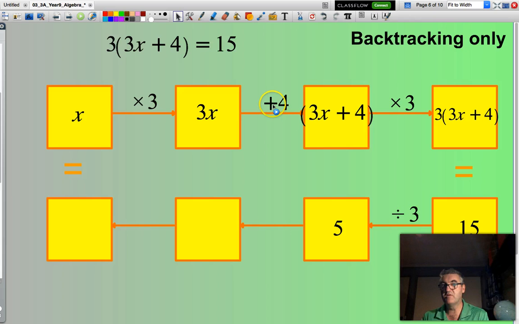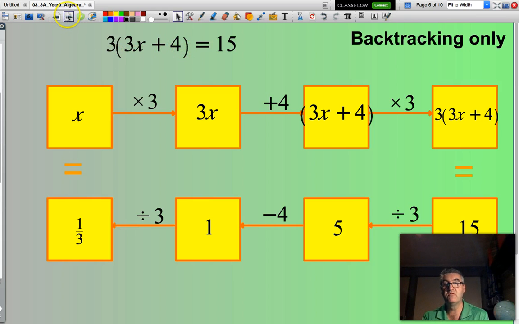The inverse of plus 4 is minus 4. Take 5, take away 4 will give me 1. And the inverse of multiplying by 3 is dividing by 3. So 1 divided by 3 is 1/3. Now I can verify this. 3 multiplied by 1/3 is 1. 1 plus 4 is 5, so it's 5 inside that bracket. 5 times 3 is 15, so woohoo, I've got that right.